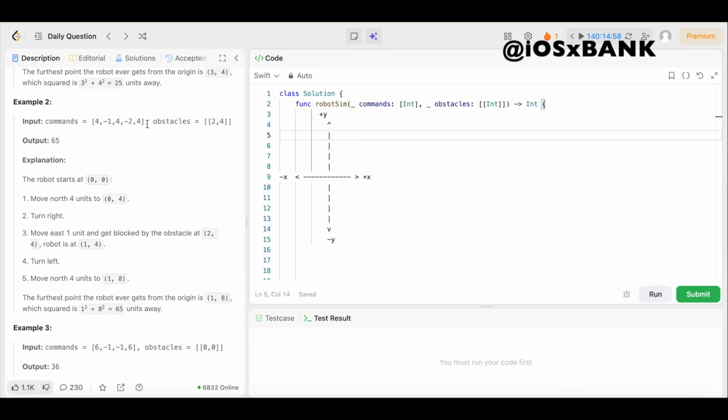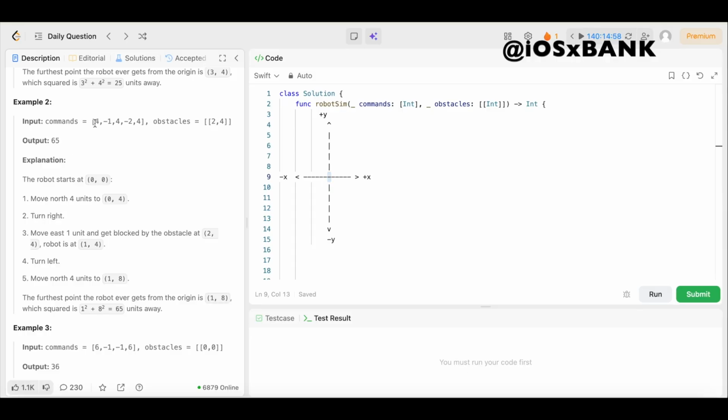And so remember, once again, we're starting right here. In example 2, our input commands equals an array of integers 4, -1, 4, -2, 4. Obstacles are at 2, 4. The output is 65. So let's go through the explanation. It says the robot starts at 0, 0. So once again, we're starting right here.